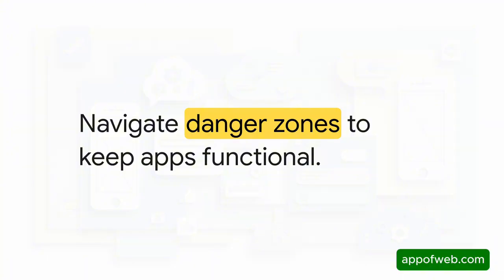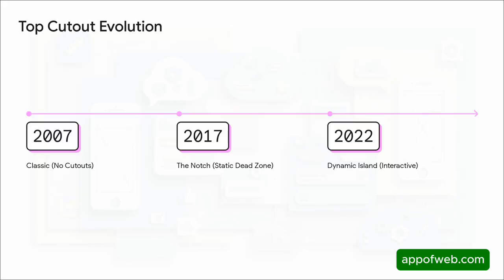These are the danger zones you absolutely must respect if you want your app to actually function. Think about how hardware cutouts have evolved, from the classic 2007 bezel to the static notch in 2017, and now that interactive dynamic island. Because this is such a moving target, you can absolutely never place critical buttons in that top center zone. It's a total dead zone for UI.